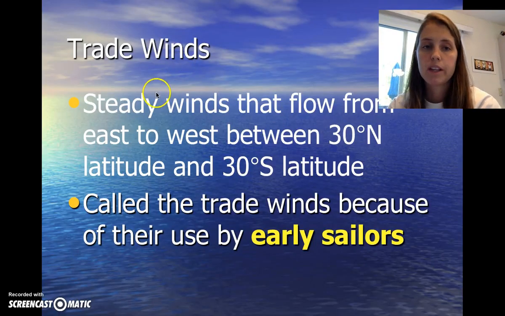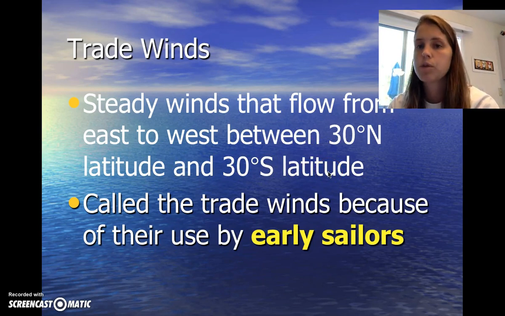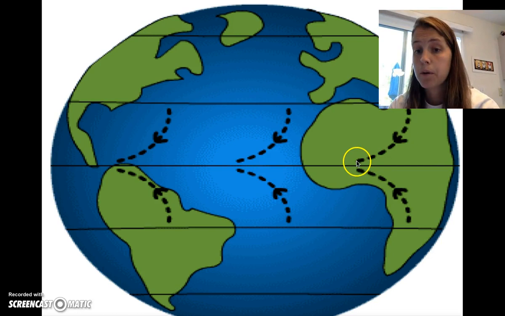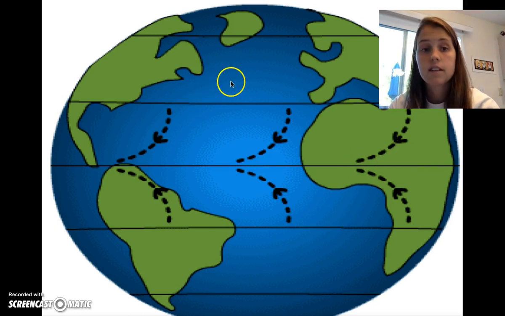And then we have our trade winds. These are steady winds that flow from east to west between 30 degrees latitude and 30 degrees south latitude. These are called the trade winds because this is what was used by early sailors. And they happen around the equator. And remember that along the equator, things above the equator are moving towards it. Okay, exactly like that. They are going to curve to the right or to the left.